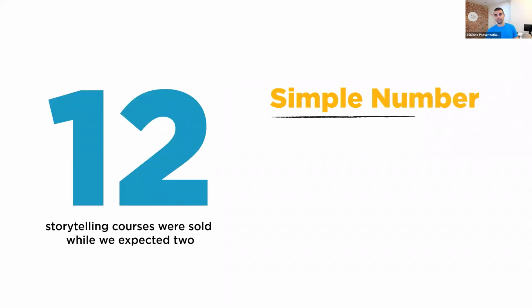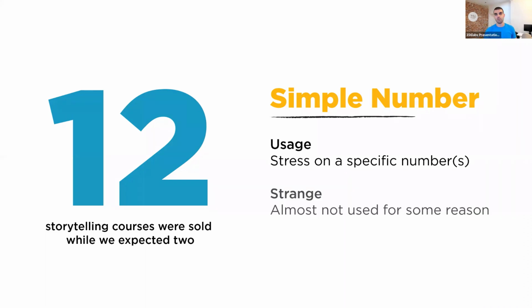And then one more, by the way, before we end the visualizations, we have something that we call the simple number. That one looks more or less like this. You can use it to stress or show one specific value or a few specific values. The strange thing is that almost no one uses those. It is very rare.